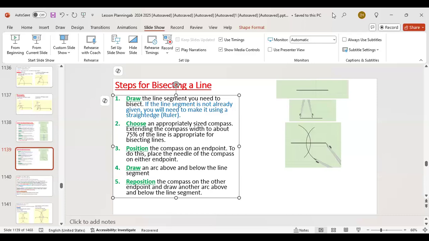Okay, so the next thing that we're going to do is bisect it now. So we're going to cut it in half. We already have our arcs, which tell us exactly where to position it so that the bisecting can take place. And then we're just going to cut it now.